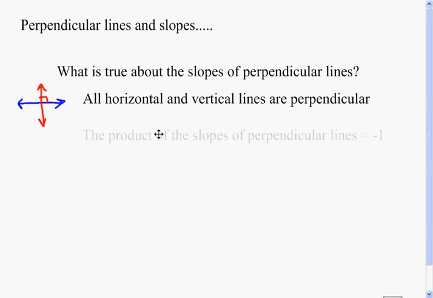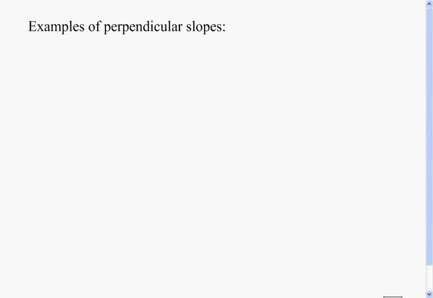For other types of lines, the product of the slopes of perpendicular lines is always going to equal -1. Some examples of that happening. If our original slope was 1/2, our perpendicular slope would have to be a -2/1 in order to get our answer when we multiply to be a -1.